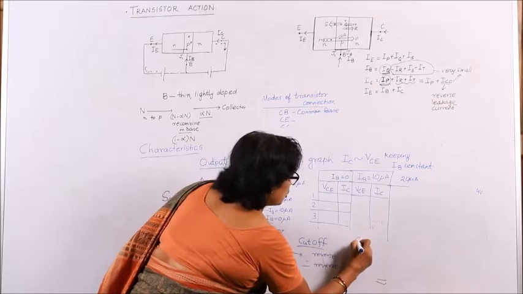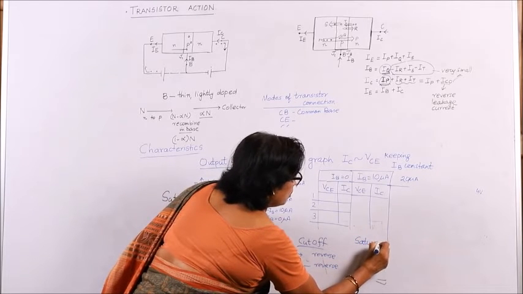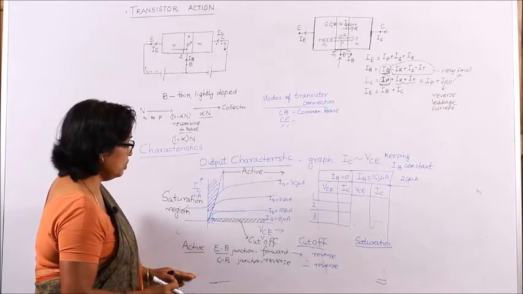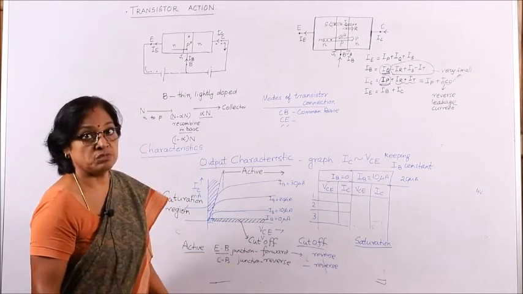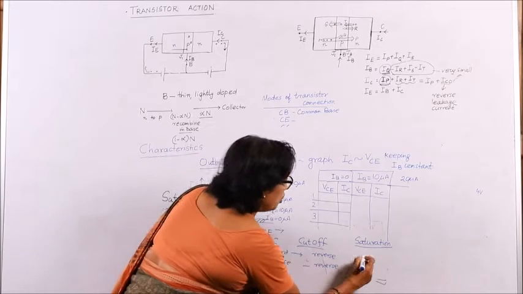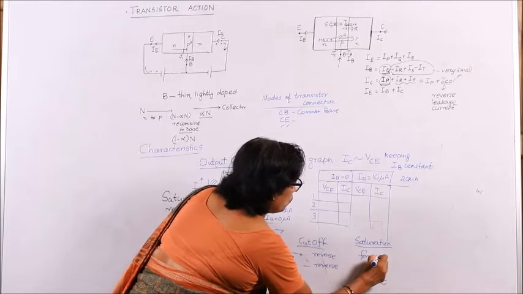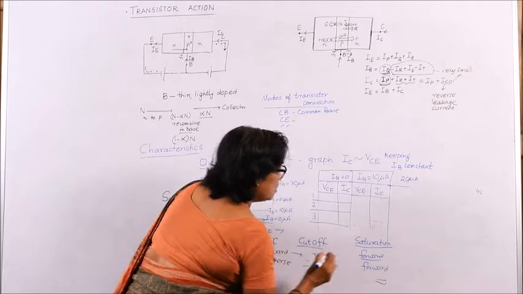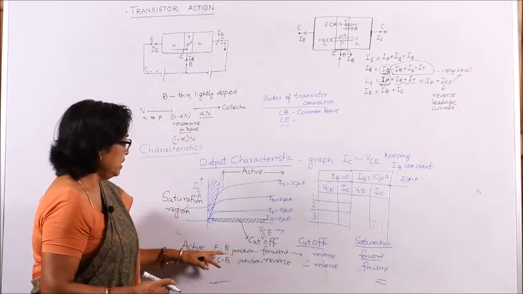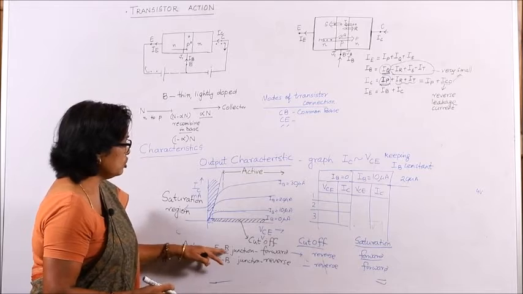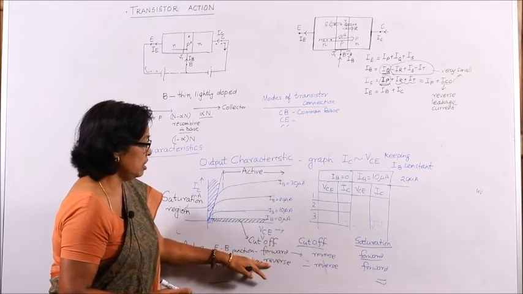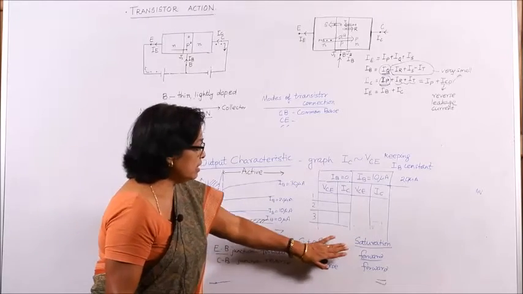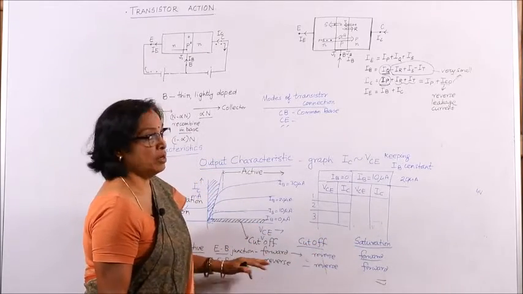And saturation, what is left now with us? Both are forward biased. If you make this forward biased and this also forward biased. In the active region, emitter base junction is forward, but this is reverse. This is the true action of transistor. But in the saturation region, both are forward biased.